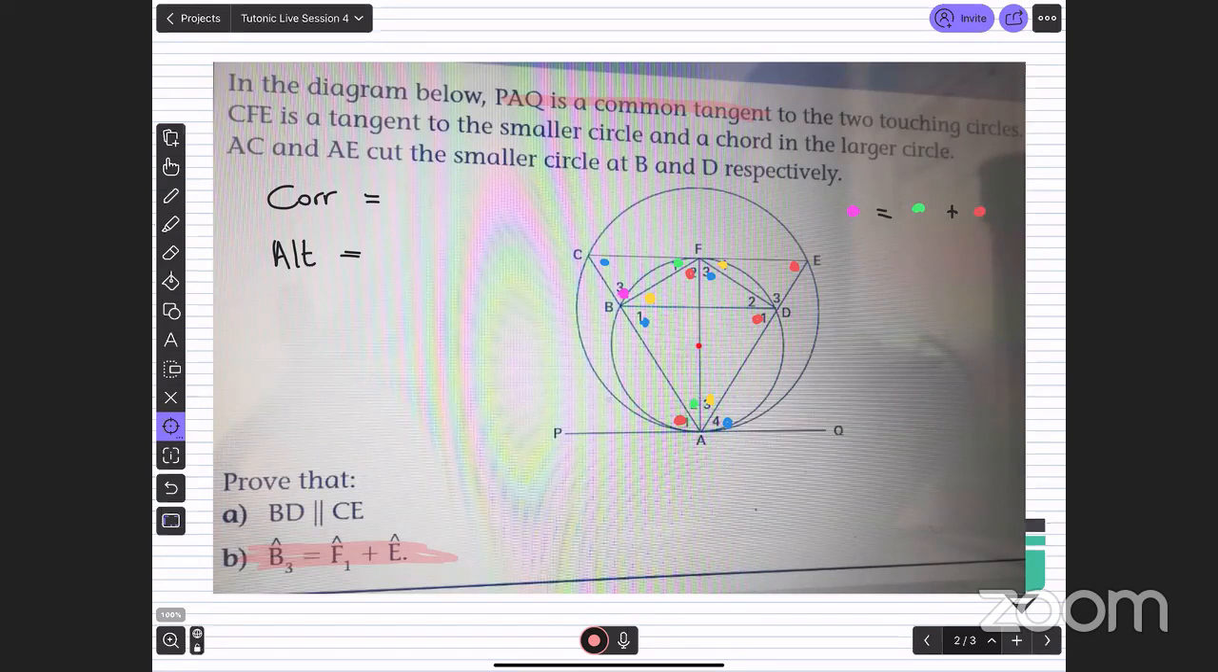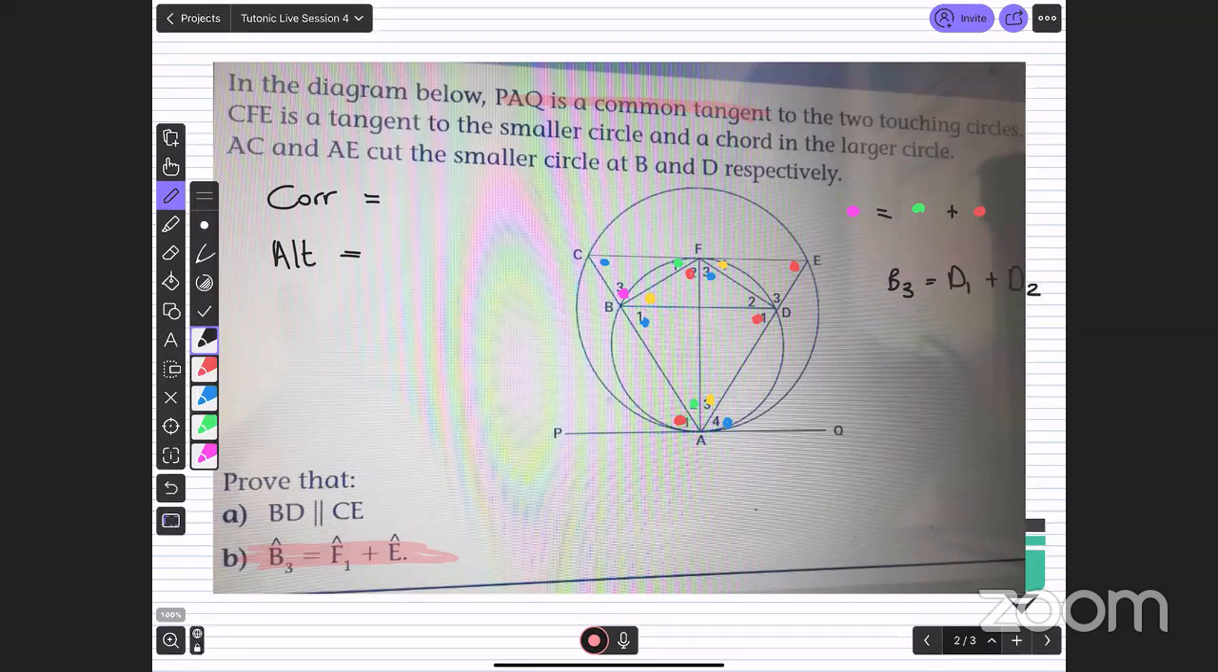Do you guys have any ideas? B3 equals F1 plus E. So the exterior angle is going to be, so we've got that already. So we agree that B3 equals D1 plus D2. Do you guys agree with that?